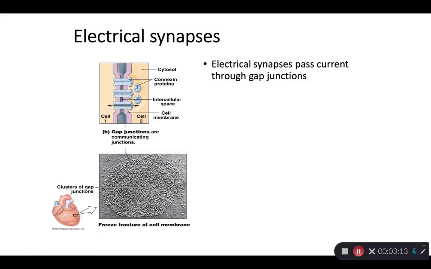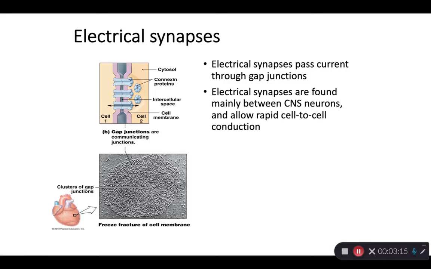So electrical synapses, they're most commonly occurring within the central nervous system. The nice thing about electrical synapses is that they allow for very rapid cell-to-cell conduction, because all it takes is just for those few sodium ions to flow directly from one cell to the next.